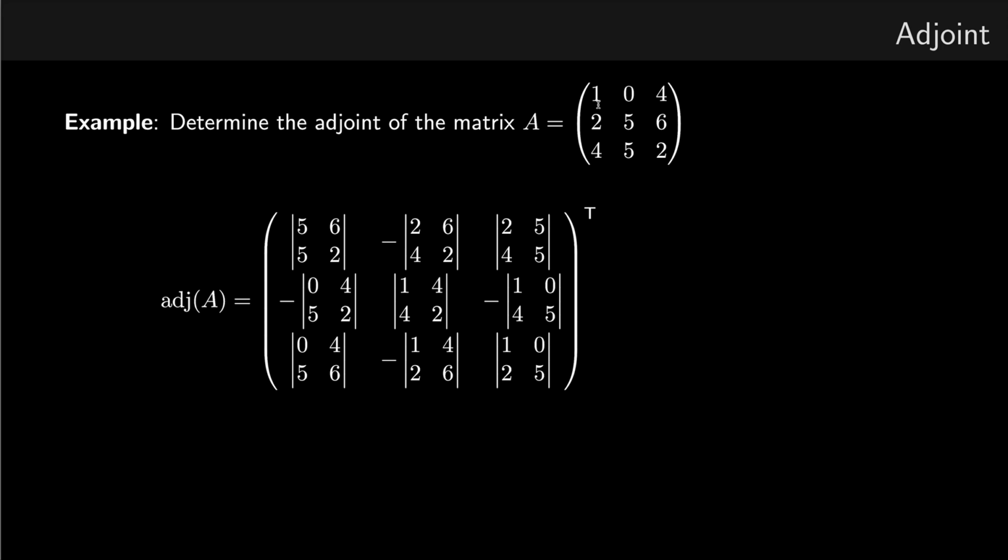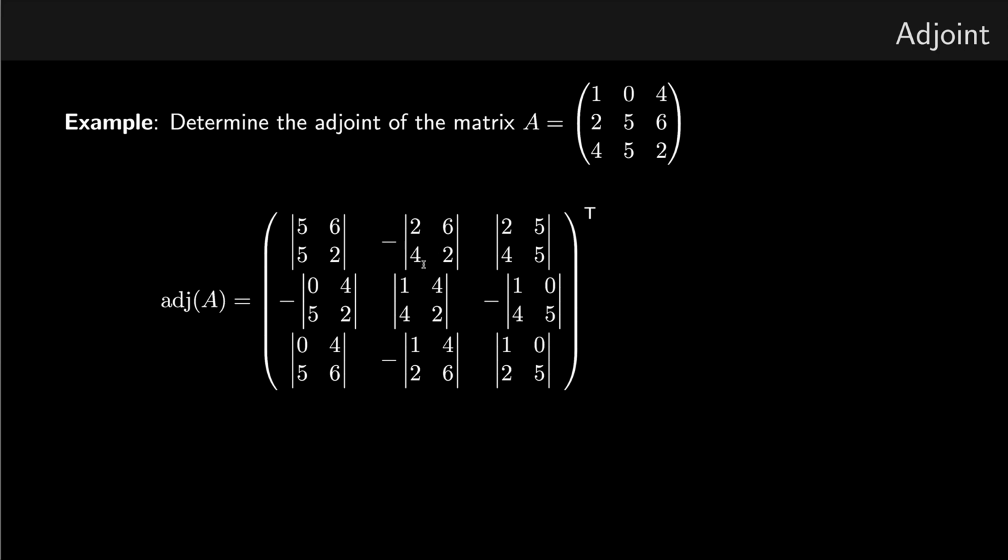So for each of these elements in A, we have a cofactor. Now I showed you how to do this in a previous video on determinants. Okay, so the cofactor of the element in the first row, first column: we block off the first row and we block off the first column, and we're left with a 2 by 2 for which we calculate the determinant. We do the same for all the other cofactors.